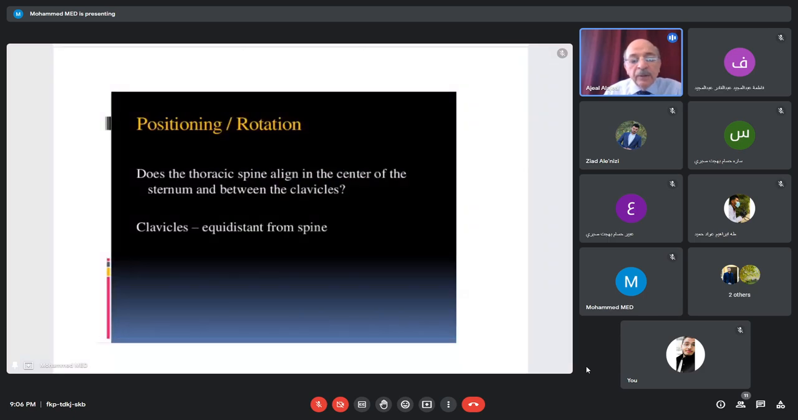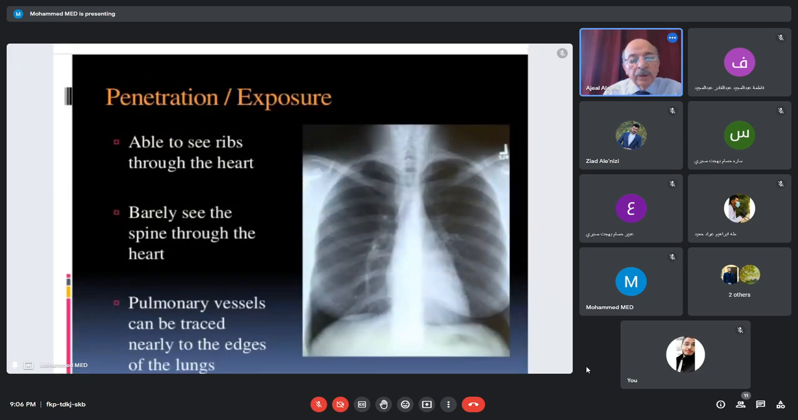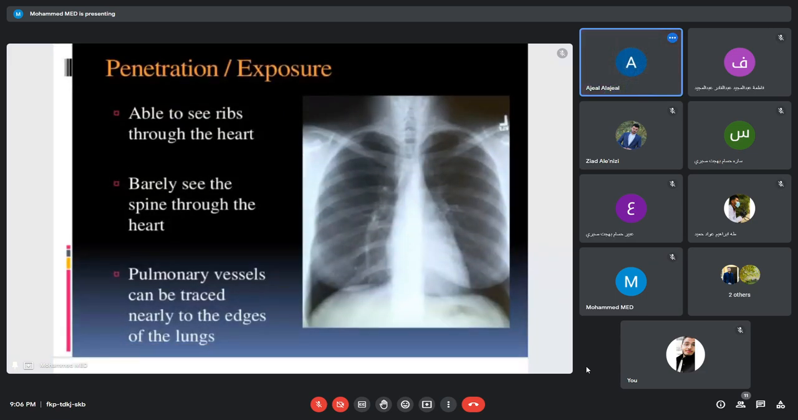I have explained this. If the patient is rotated to one side, then this may give you a wrong impression. Next slide, please.